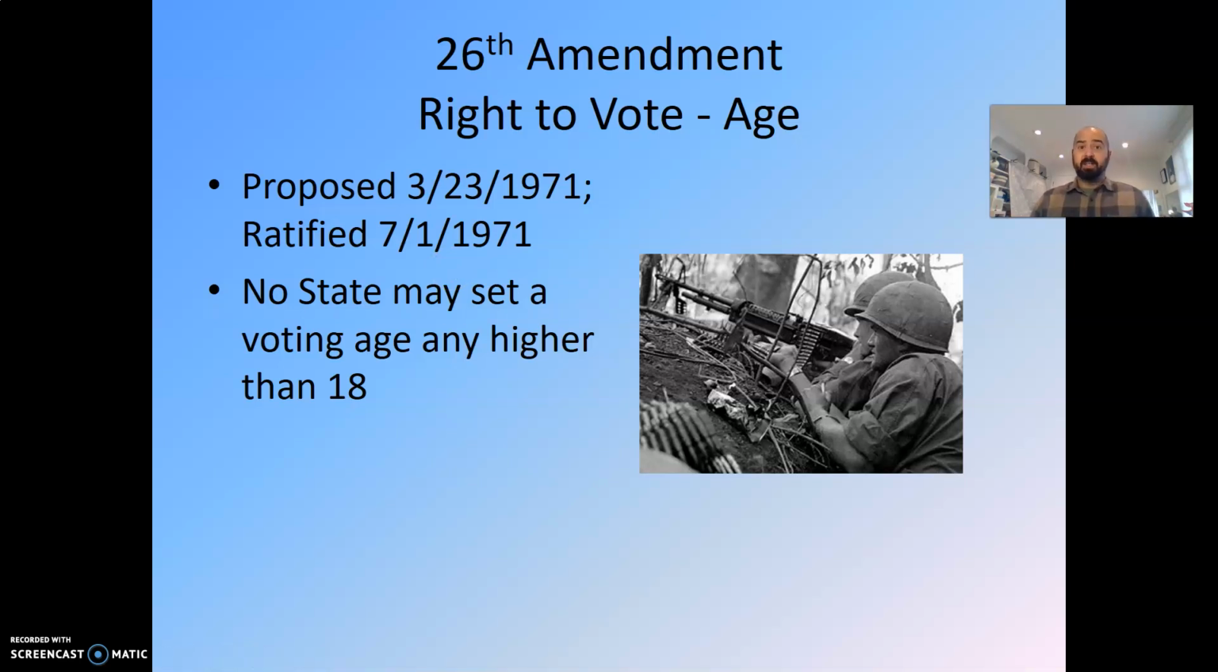This took place because it was during the Vietnam era in which young men ages 18 to 20 were being drafted against their will and sent to Vietnam to fight for the United States and being wounded or even dying without the right to vote for the members of Congress that sent them there. So this happened quickly. This is why even if your birthday is election day and you turn 18 that day, you're still able to vote. No state can set it any higher than your 18th birthday.